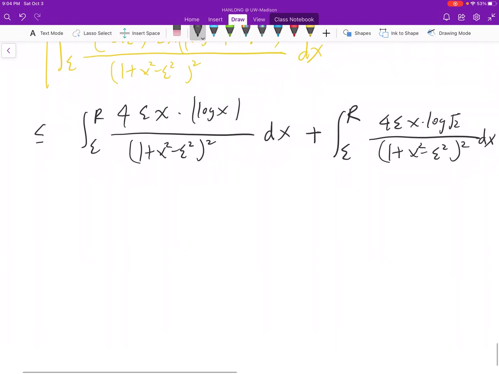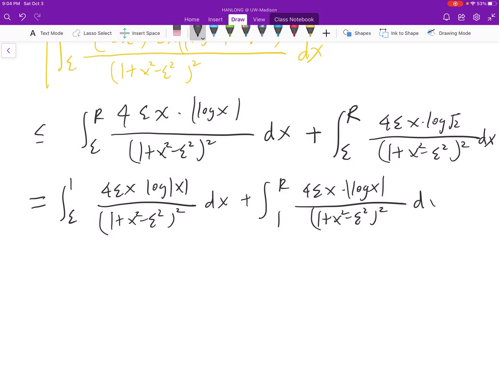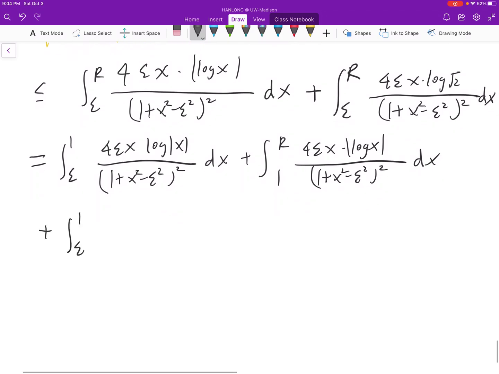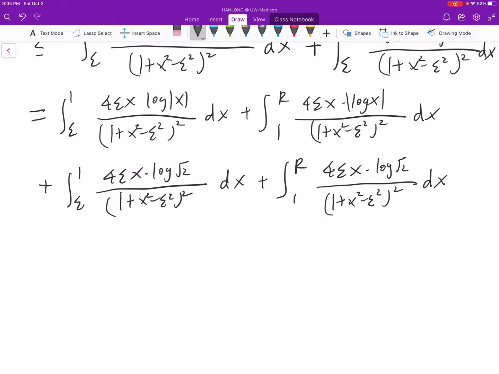Then what we do is we separate further: from epsilon to 1 for epsilon x log x divided by 1 plus x squared minus epsilon squared, dx, and from 1 to R for epsilon x times the absolute value of log x over the same denominator, dx, and then plus from epsilon to 1 for epsilon x times log square root 2 over 1 plus x squared minus epsilon squared, dx, plus from 1 to R for epsilon x times log square root 2 over the same denominator, dx. Okay, then look at the first term.